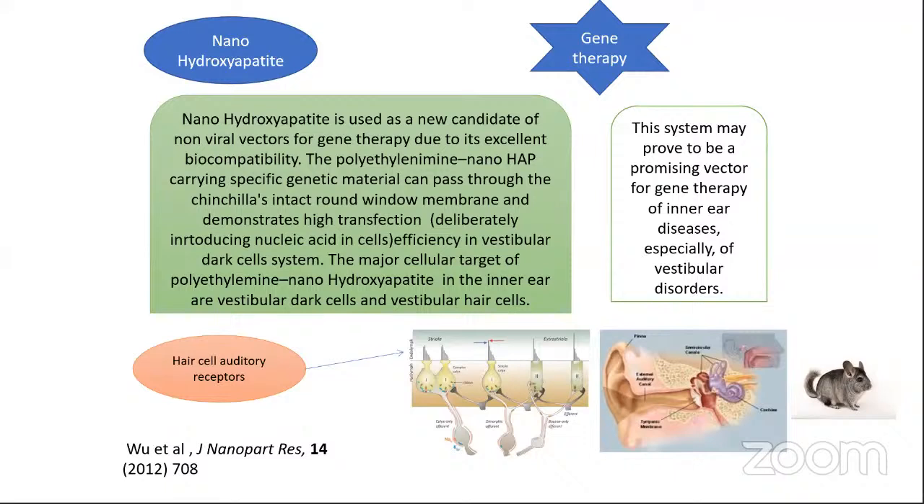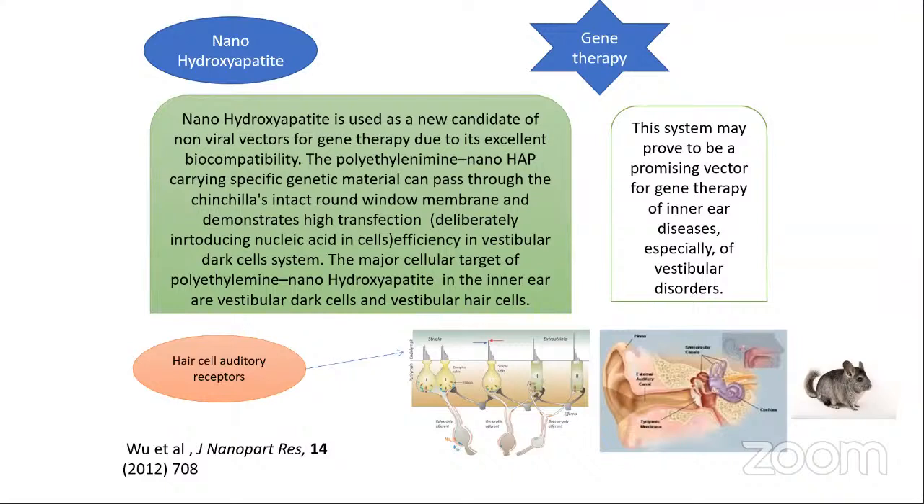And this has been studied on the chinchilla. It's a type of rodent, a small animal. I have shown a picture of a chinchilla. So people have used this particular rodent for the study. Now, nanohydroxyapatite is used as a new candidate of non-viral vectors for gene therapy.